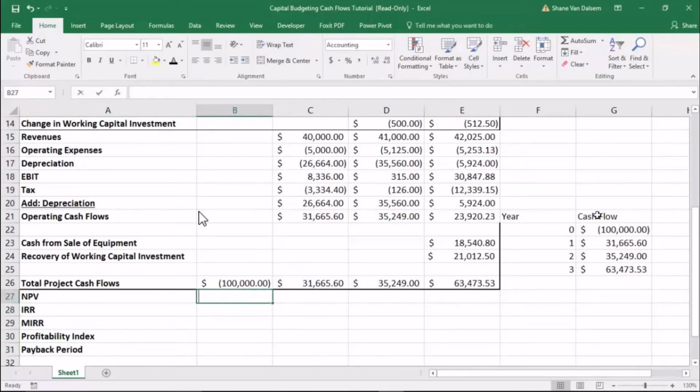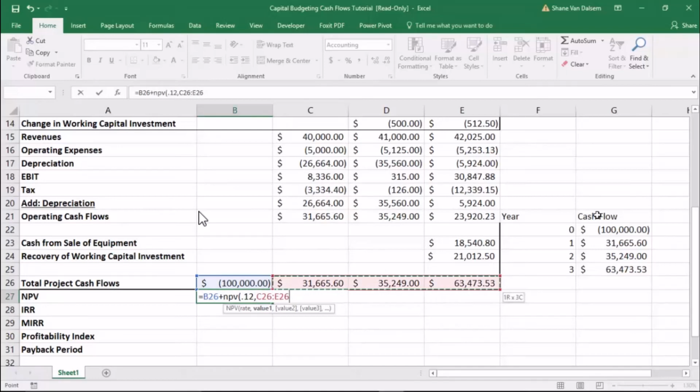NPV is a little bit different in Excel because we don't want to include the time zero cash flow, or the year zero cash flow, in the NPV function. So here I'm going to put equals and then the negative 100,000 plus NPV. The discount rate is the weighted average cost of capital. So in this case, it's 12% from the tutorial. And then I'm going to put a comma and highlight the rest of the cash flows. So it looks like this.